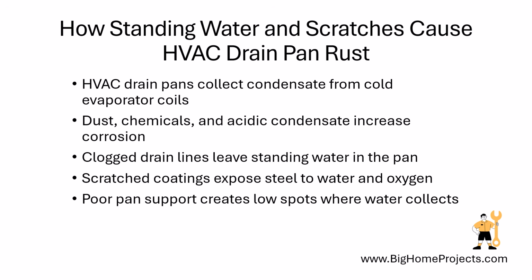That water is called condensate, and it can contain dust, cleaning chemicals, or other materials that make it more likely to corrode metal. If the drain line is clogged, water stays in the pan instead of flowing away, giving rust more time to form. A pan may also rust when its paint, coating, or galvanized surface gets scratched during installation or cleaning. Tiny scratches expose bare steel to water and oxygen, which starts the rusting process.